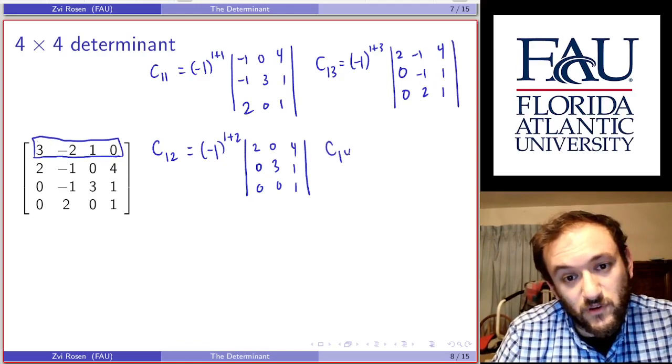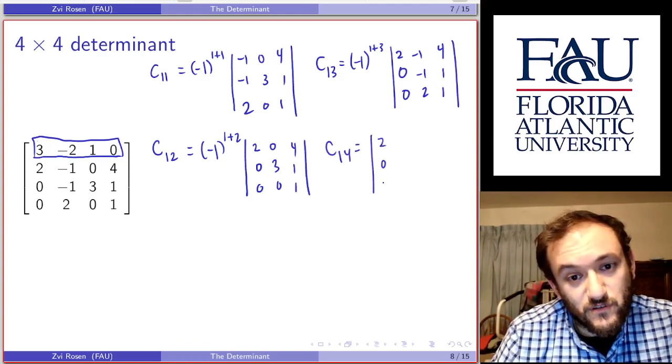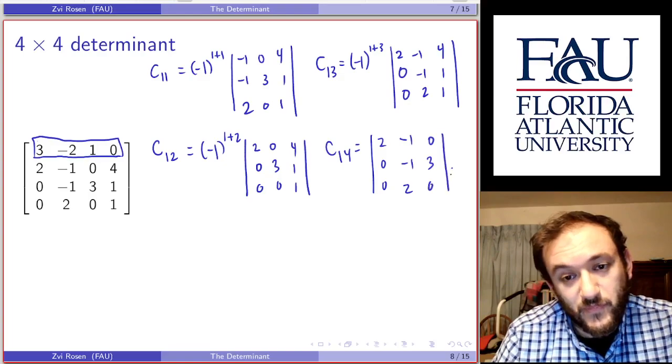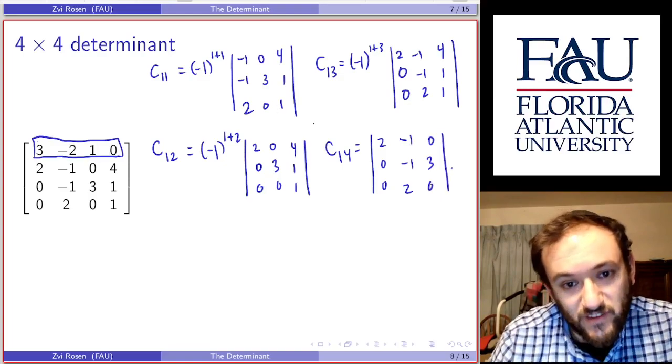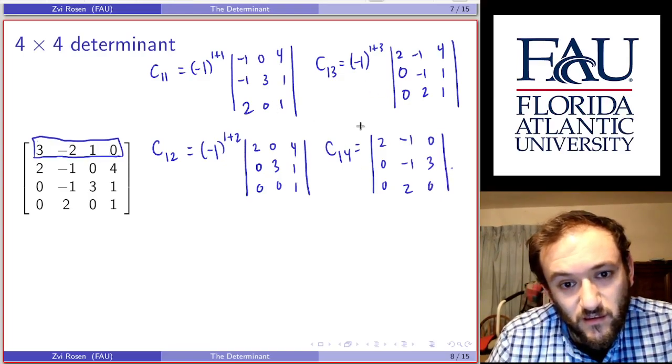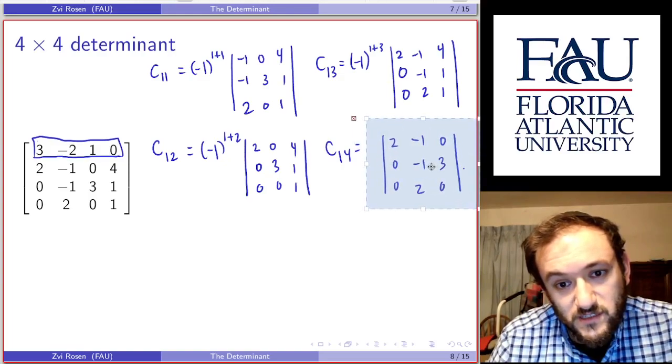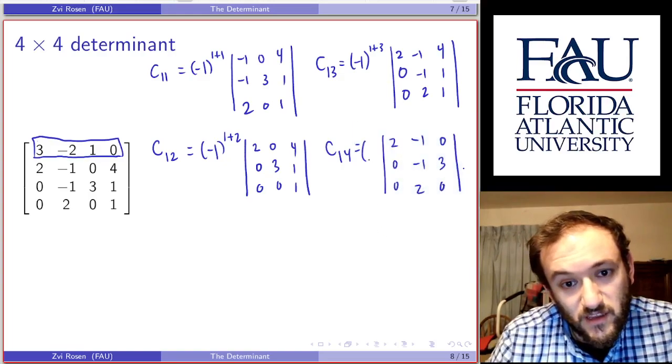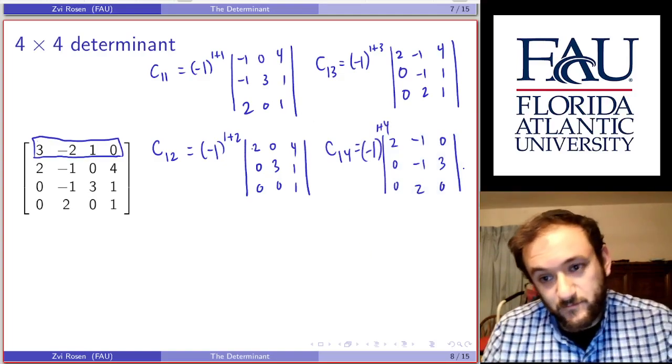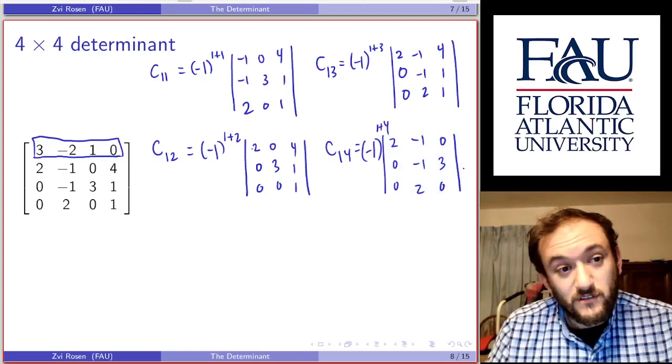And C14 would give us 2, 0, 0, minus 1, 2, 0, 3, 0. Okay. Oh, and I forgot the sign. The sign would give us negative 1 to the 1 plus 4.